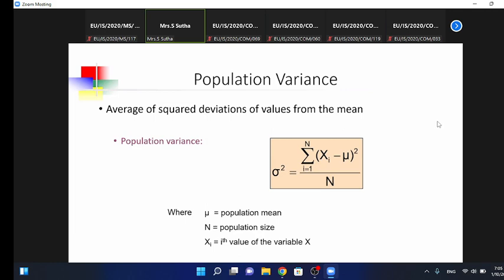Another difference is in the notation. For the sample variance and the population variance, one more difference is there.